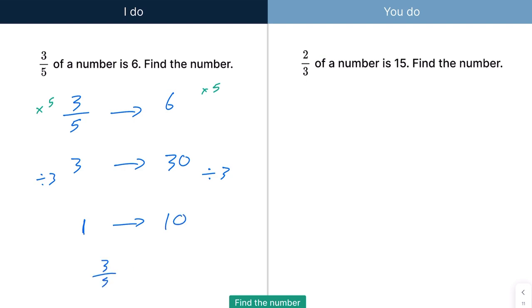Is 3/5 of 10 equal to 6? Well, 10 divided by 5 is 2, so you're left with 3 times 2, which then becomes 6. So your answer is 10.